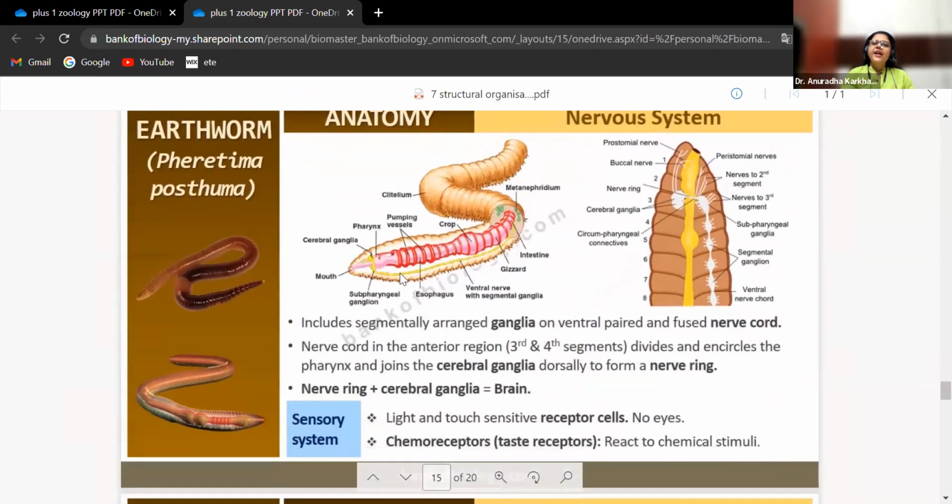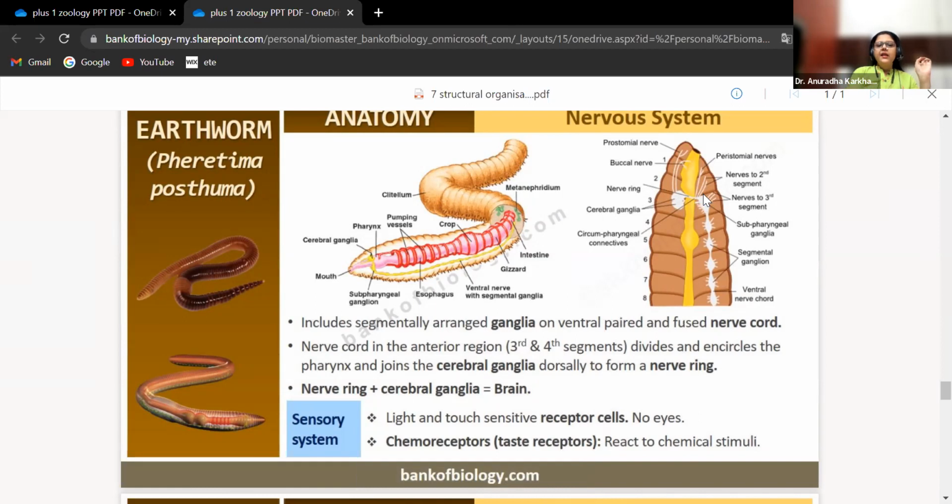Nervous system. It includes segmentally arranged ganglia on the ventral paired and fused nerve cord. So nerve cord is like a ring. उसके यहाँ पर ganglions होते हैं, aggregates होते हैं, है ना? On the ventral paired and fused nerve cord, ventral side cord. Nerve cord in the anterior region divides and encircles the pharynx, तो पूरा circular बन जाएगा. It joins the cerebral ganglia dorsally to form a nerve ring, right? So in this way you can see here the word nerve ring यहाँ पर दिख रहा है. ये देखो, ये पूरा ऐसा एक ring बन गया.